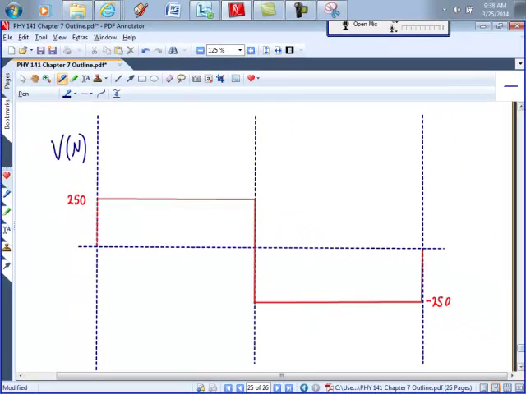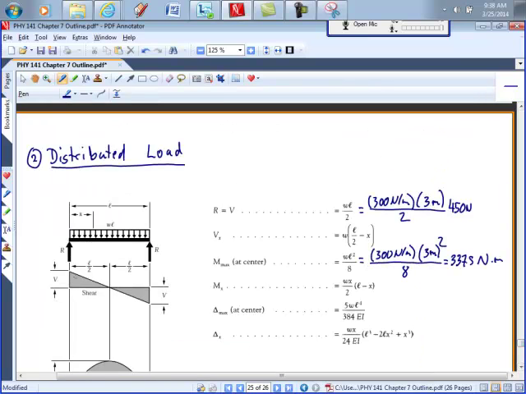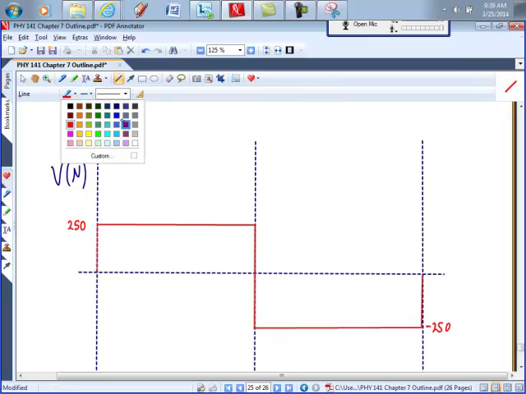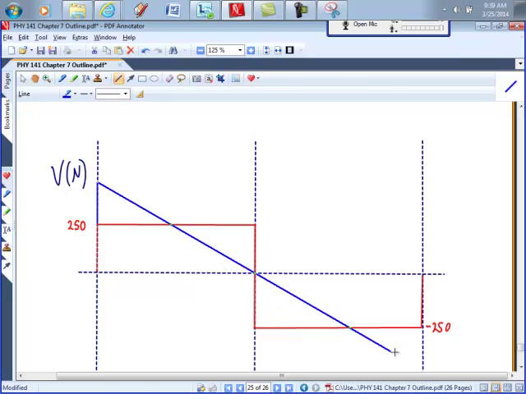Okay. For our distributed load, the shear diagram was a little more interesting. Right? It started up higher, but then it was just a single straight line down. So it goes from 450 to minus 450. And we'll use pale blue. Blue. So 450 would be about there. There.